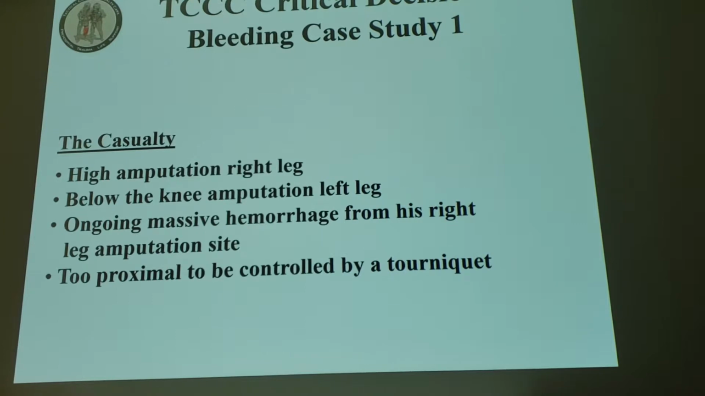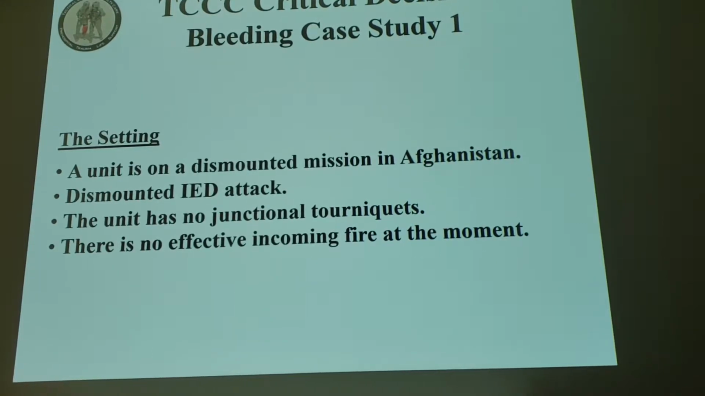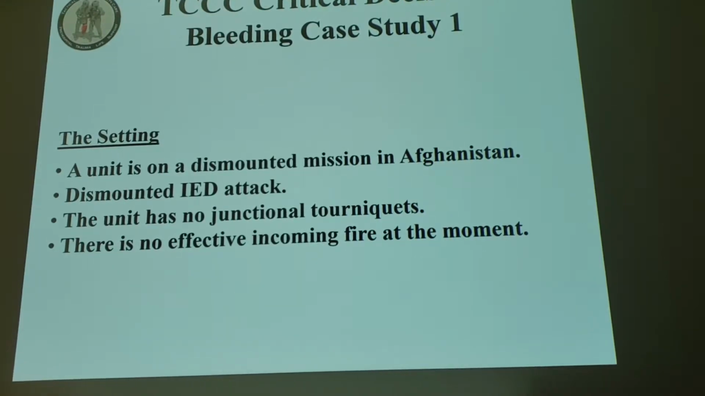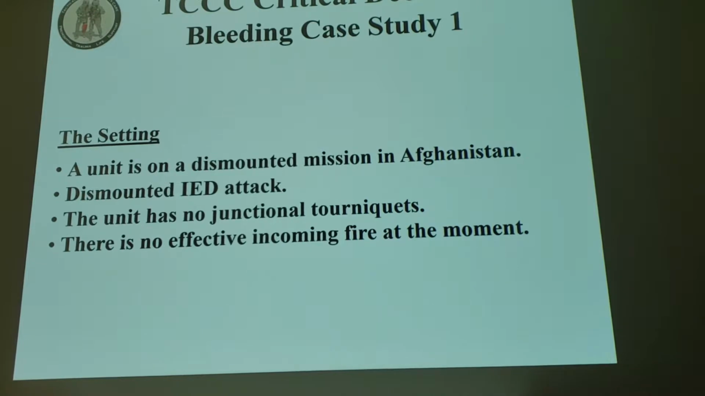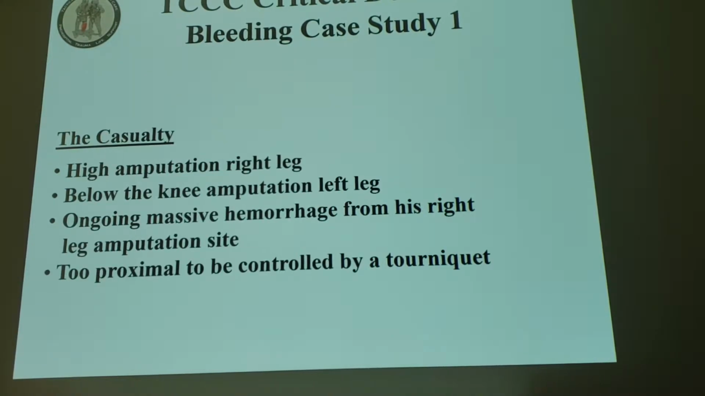The casualty. Well, let's talk about that real quick. Dismounted IED attack. So an IED is an improvised explosive device. Explosion. No junctional tourniquets. No effective incoming fire. Those are the key points there. IEDs usually equal amputations, just for your little essay.